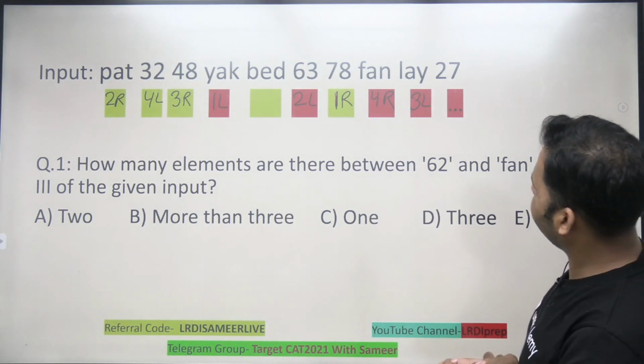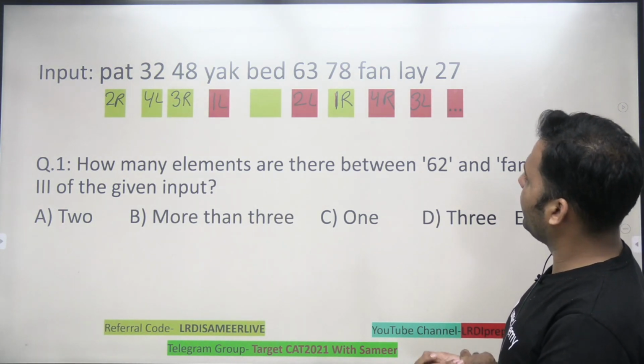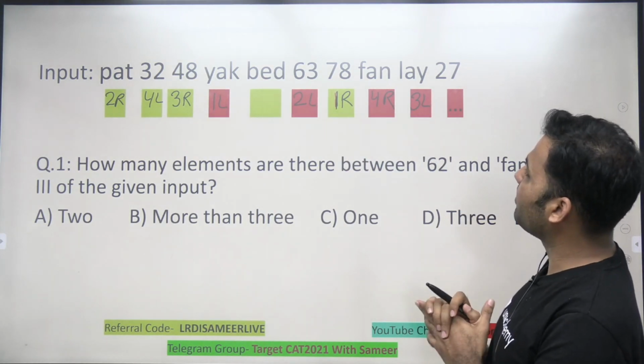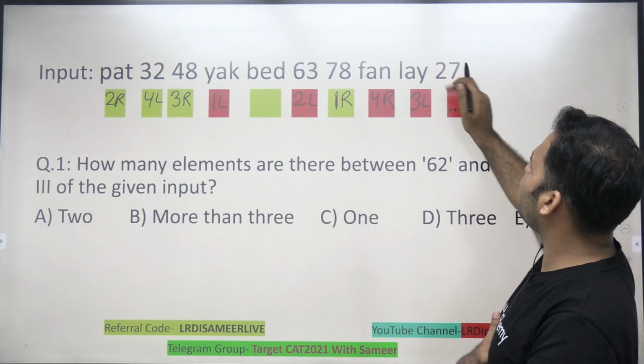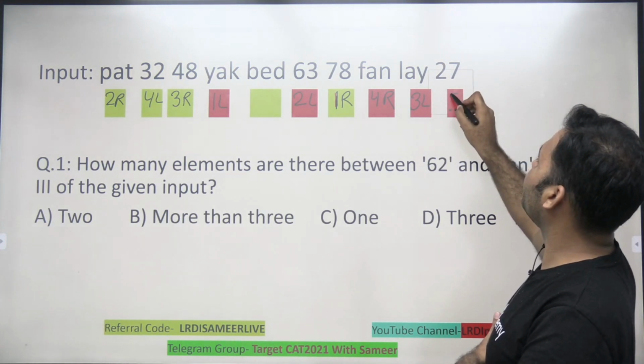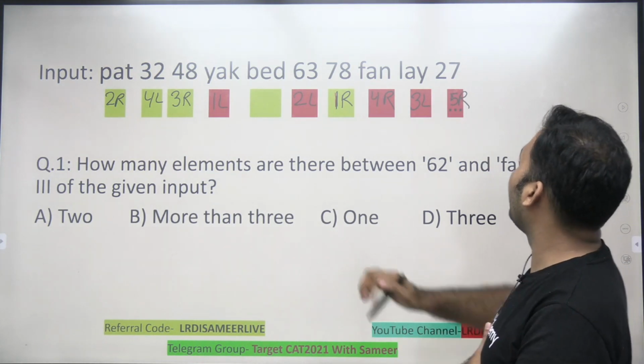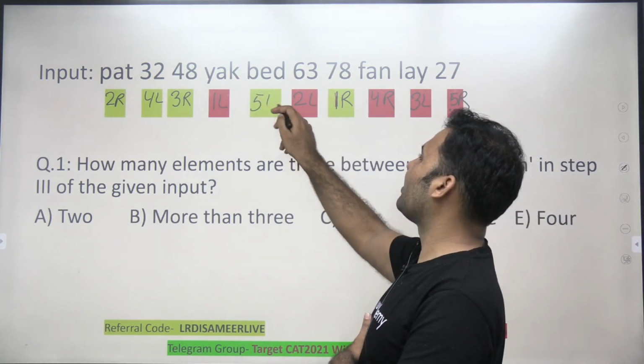And then the next alphabet, right? In the next step, that means in the fifth step, the number 27 will be taken on the right hand side. So it will be ranked as 5R, and this will be ranked as 5L.